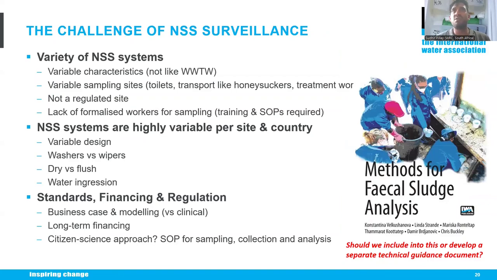So the challenge of non-sewered surveillance, as I mentioned earlier, is variable characteristics. It's much more variable than from a wastewater treatment works. There are also variable sampling sites. One of the issues is that it's not a regulated site. It's not like at a wastewater plant where you might have formalized regulations or SOPs or required training for sanitation workers. You would probably have to develop that. It's also variable per site and country, especially on design, where people wash or wipe. You might have a dry system, you might have a flushing system, you might have water ingression. And there are other places where you would probably look at the grey water.